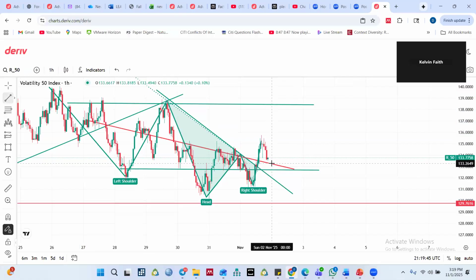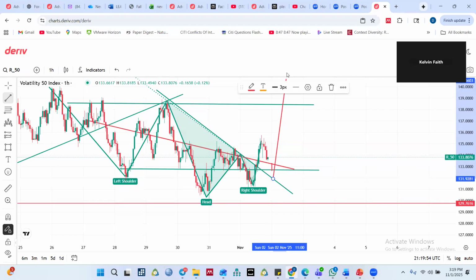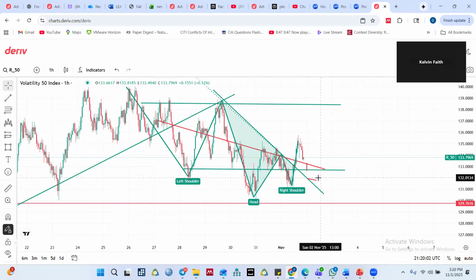We cannot go below this red line. We cannot go below this support here. We cannot go below this trend line. The moment we go below all three of them up to this point, we are done. We cannot buy this market anymore. It's going to drop.